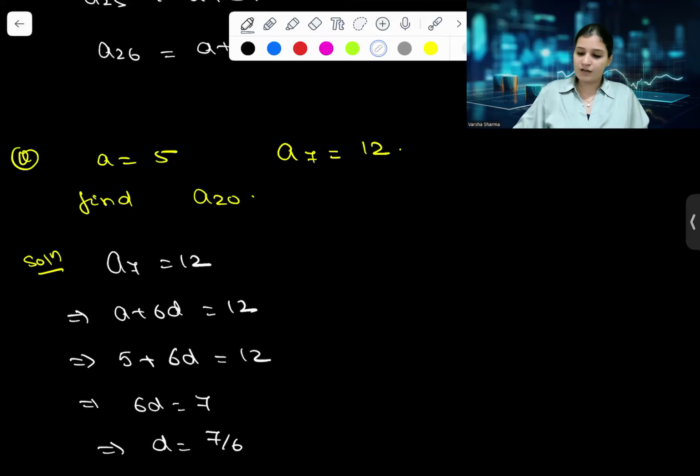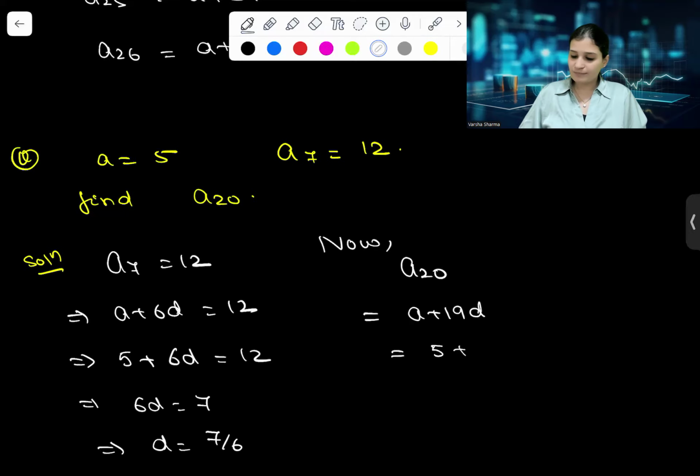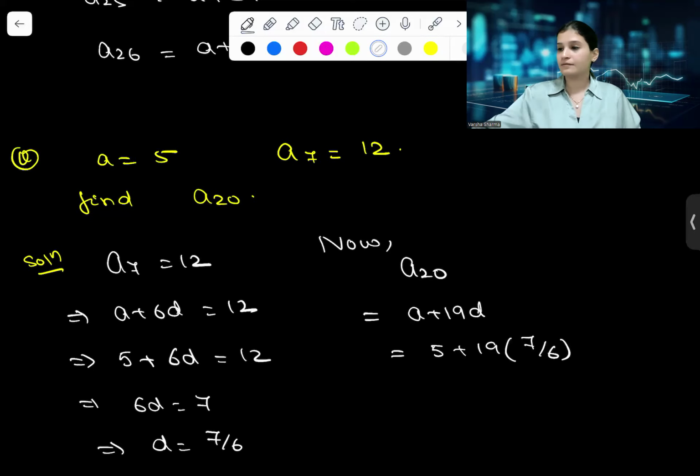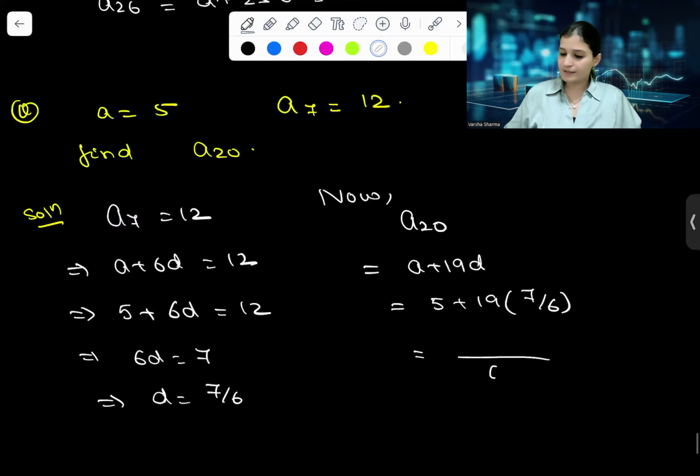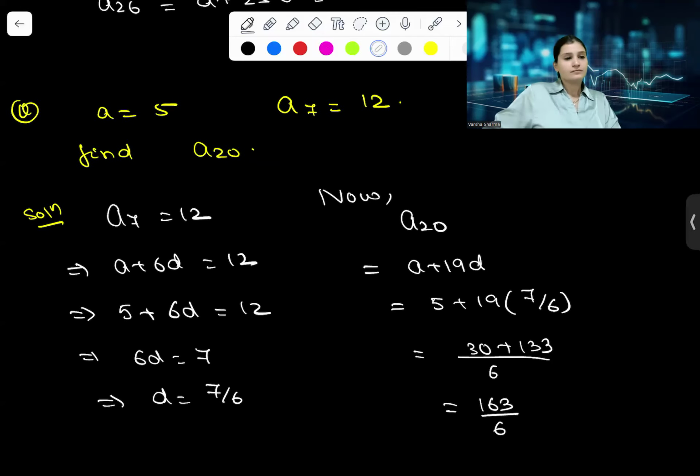No, ma'am. Now, what will be A20? A20 is a plus 19d. A is 5 plus 19 into 7 by 6. LCM 6: 5 into 6 is 30 plus 133, which is 163 by 6. Maybe it's not necessary to do it in decimal. Everybody clear? Yes, ma'am. Any doubts?